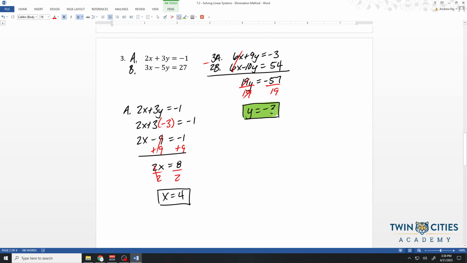Some people will find that for some problems, substitution is easier and that elimination is easier for others. As you do more of these problems, you'll discover for yourself patterns and ways to identify which ones might be faster or more efficient for you to go one way or the other.